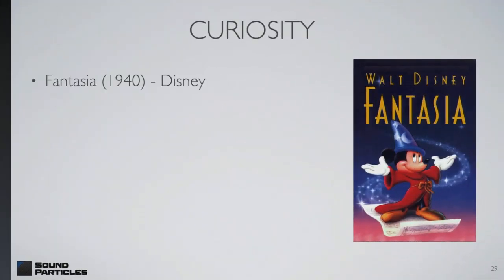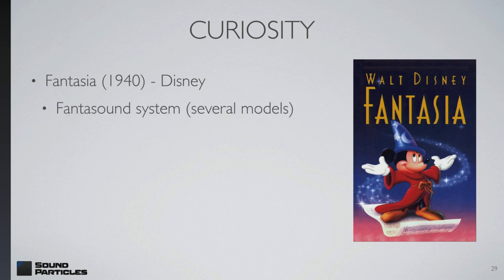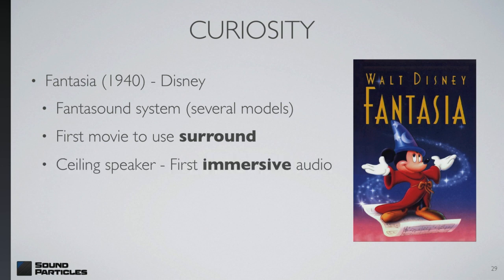Also, some interesting curiosity. This movie from the 1940s called Fantasia, that everyone knows with Mickey Mouse. At some point, Walt Disney thought that this movie that is essentially based on music should have a special sound system so people really get the most of the movie, so they created something called the Fantasound system. That was a system that went from theater to theater, of course not in every single theater, but it allowed some people to get a better experience with the movie. And this is considered the first movie to actually use surround sound. Also, in some versions of this Fantasound system, there were speakers in the ceiling, so it was also the first immersive audio kind of movie.